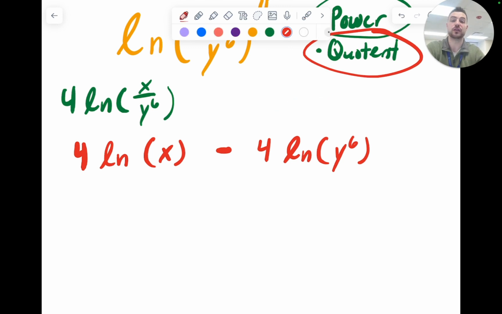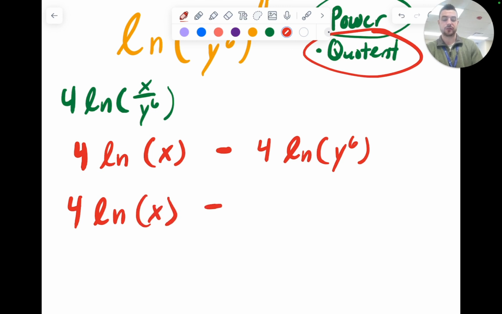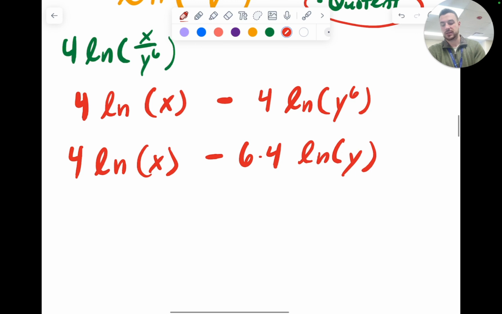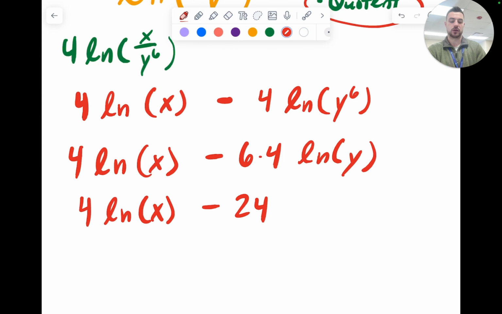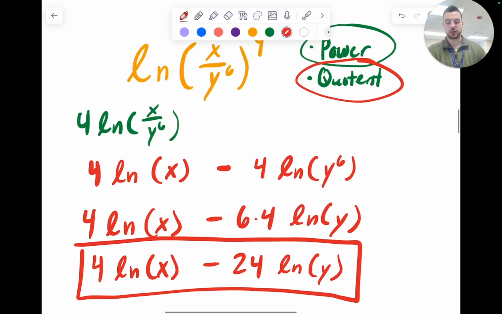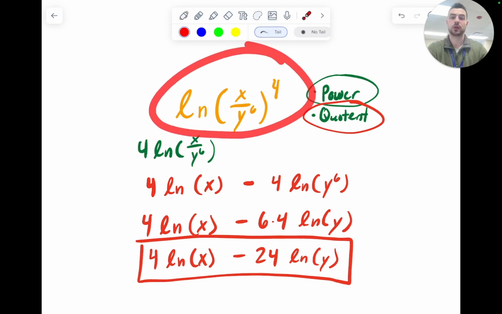Now, because we're moving it to the front, we are technically going to have our original log, 4 times the natural log of x, but we're going to have minus 4 times 6, or 6 times 4, of the natural log of y. So those two values in front are going to be multiplied to give us our fully expanded version of 4 times the natural log of x minus 24 times the natural log of y. So this is our fully expanded version of our original.